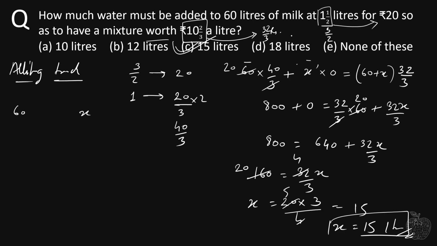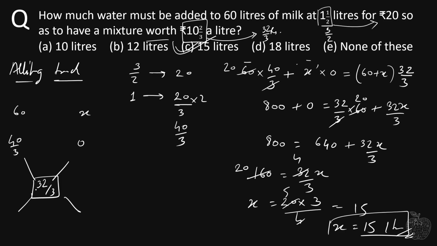Now the cost price of milk here is, okay, this is the cost price of 1.5 liters of milk. But what is the cost price of 1 liter of milk? It is 40/3 per liter, and water is assumed to be free, so it is 0 only. Alright, now both are mixed together and the mixture becomes worth 10 2/3 a liter, or I can say 32/3 per liter. So both are mixed and the cost price becomes 32/3 per liter.